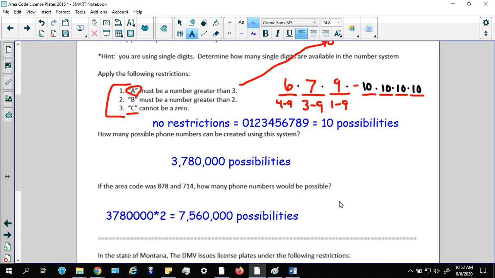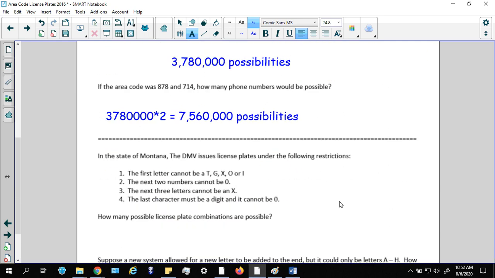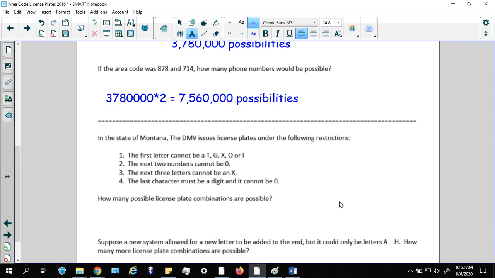All right, pretty simple. Now, the state of Montana has license plates. Same concept, except you're just dealing with license plates. It says, in the state of Montana, the DMV issues license plates under the following restrictions. The first letter cannot be a T, a G, an X, an O, or an I.